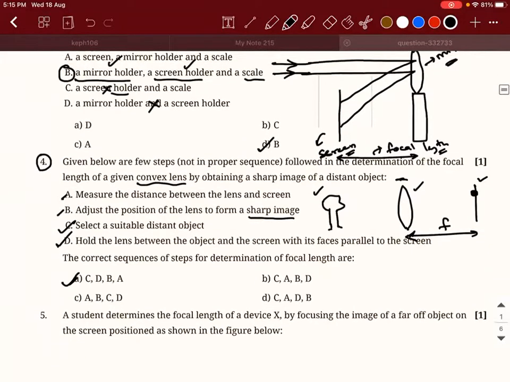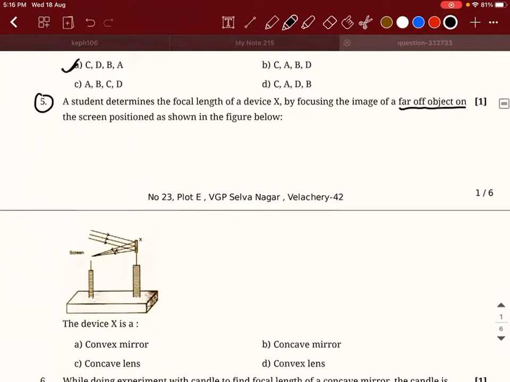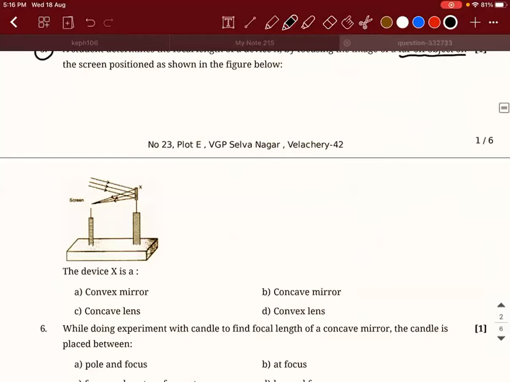Okay. Next. So a student is performing an experiment again to find the focal length of a device X, by focusing the image of a far off object on the screen positioned as shown in the figure below. So the device X is what? You can tell in one step.